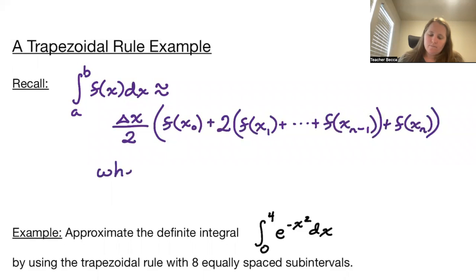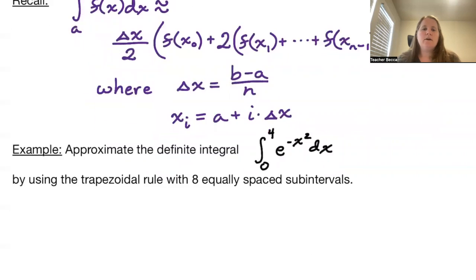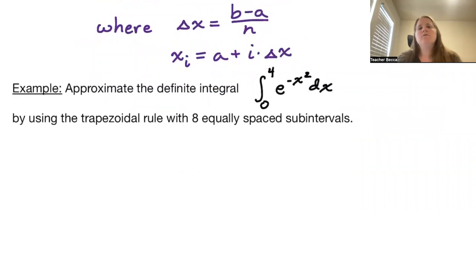where delta x was b minus a divided by n, and our x sub i's were a plus i times delta x. So our job here is to go ahead now and approximate the definite integral from 0 to 4 of e to the negative x squared dx by using the trapezoidal rule with 8 equally spaced subintervals.